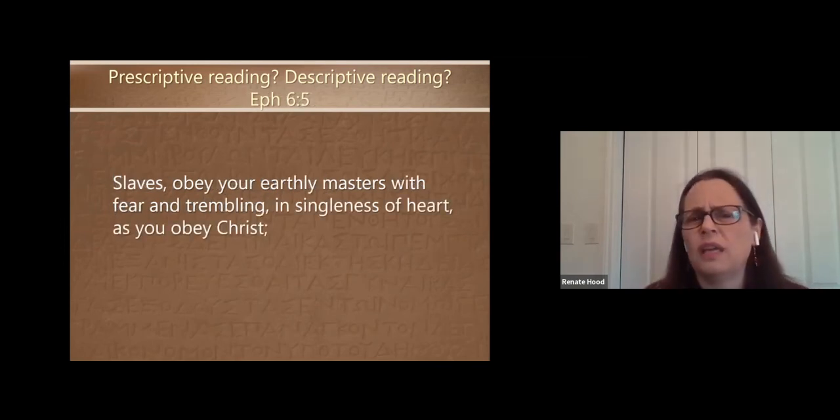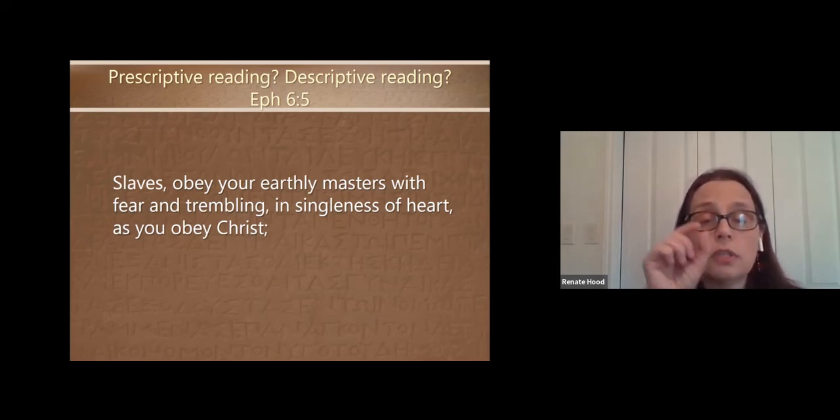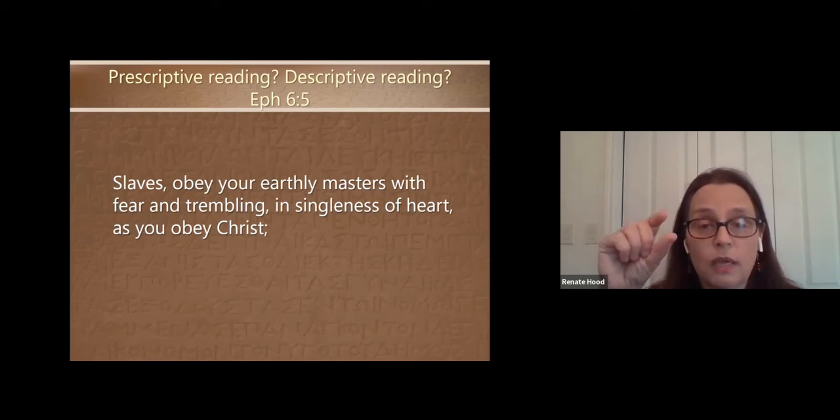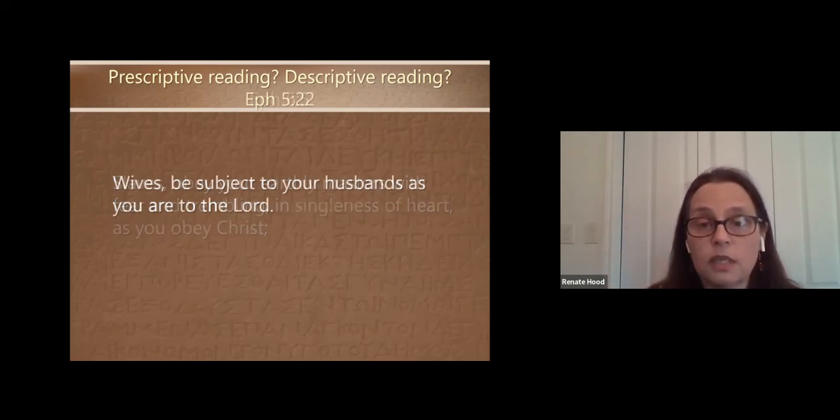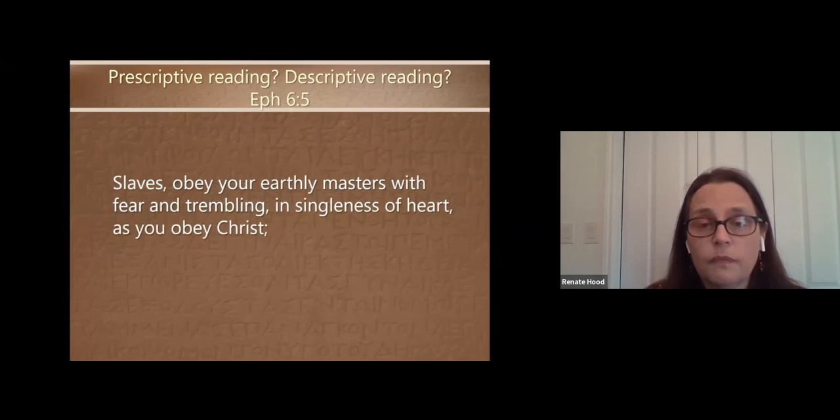Ooh, when we keep going, it gets uncomfortable, doesn't it? Slaves, obey your earthly masters with fear and trembling and singleness of heart as you obey Christ. This is only just a little section further away from the part that we just looked at. See that? So this is just a little further, the start of the next chapter. It's still the same train of thought. You subject to one another, wives to husbands, and then it keeps going, slaves to earthly masters.